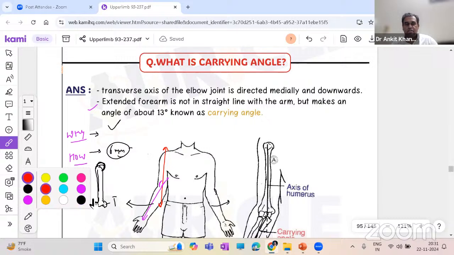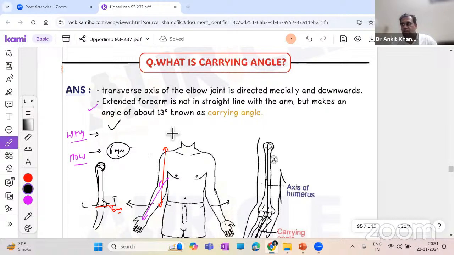What actually happens is this trochlea over here is extended 6 mm, or it is 6 mm more distal to the horizontal level of the capitulum. So this will do what? This will actually tilt the forearm outwards. And that gives rise to carrying angle.